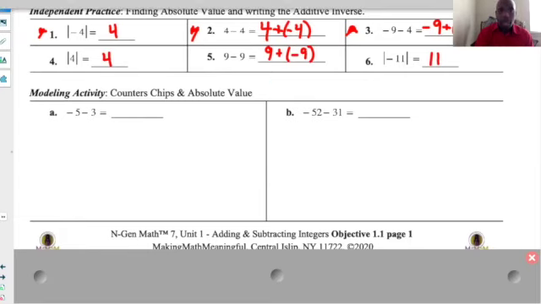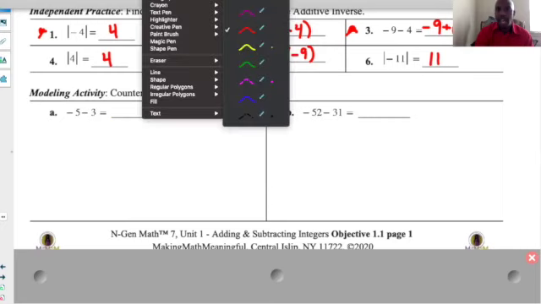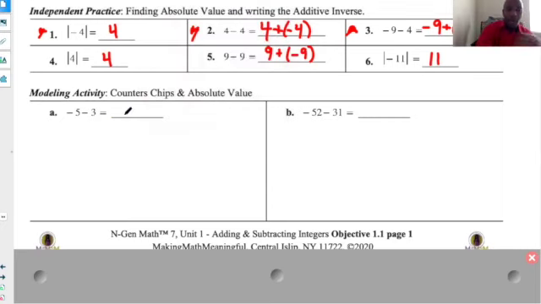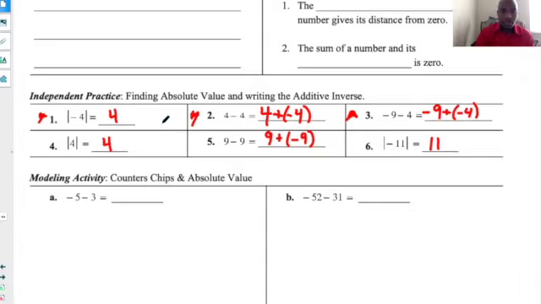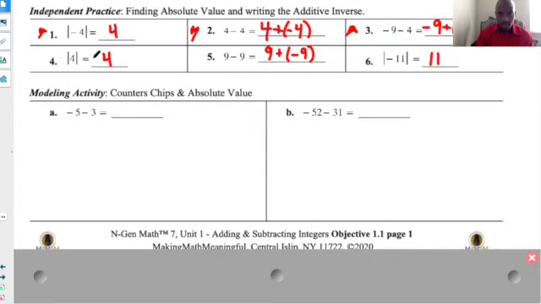But I want to show you a way to do it without chips as well. So when I look at -5 minus 3, the first thing I want to do is turn that into an addition problem. What is -5 minus 3 as an addition problem? It's going to become -5 plus -3. Now you can clearly see we have two negative numbers that we're adding together.